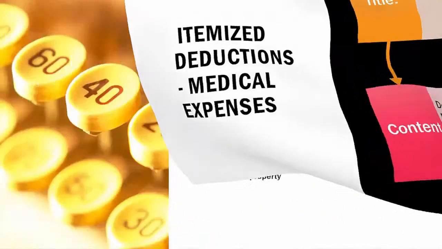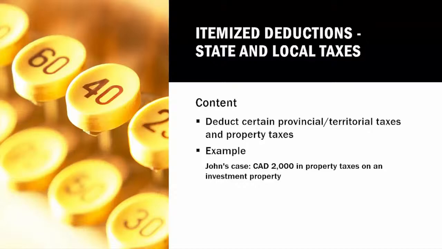B. State and local taxes. In Canada, taxpayers can deduct certain provincial or territorial income taxes paid, although this is more commonly addressed through tax credits rather than deductions. For example, charitable donations often come with tax credits rather than deductions. However, deductions related to property taxes on investment properties or business-related expenses can apply. Example: John owns an investment property and pays $2,000 in property taxes. If eligible, he can deduct this amount from his gross income, reducing his taxable income by $2,000.